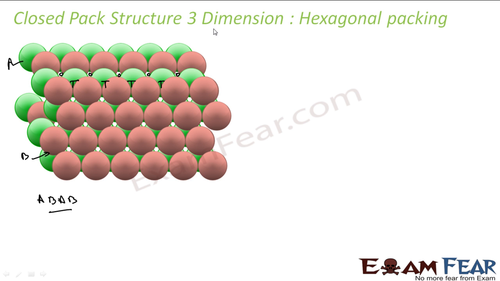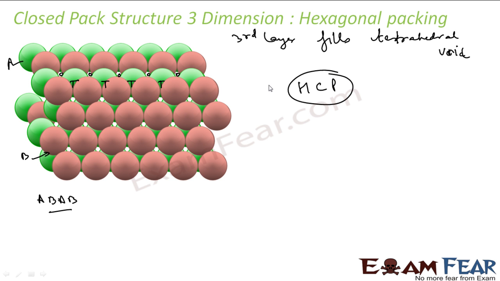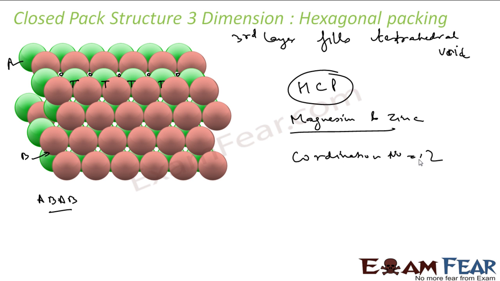where the third layer fills tetrahedral void. Correct? If the third layer is filling tetrahedral void, it is AB packing. It is called hexagonal closed pack, HCP. For example, magnesium and zinc show this packing. The coordination number is 12. Coordination number is 12 in 3 dimensions, because one atom is linked to 12.